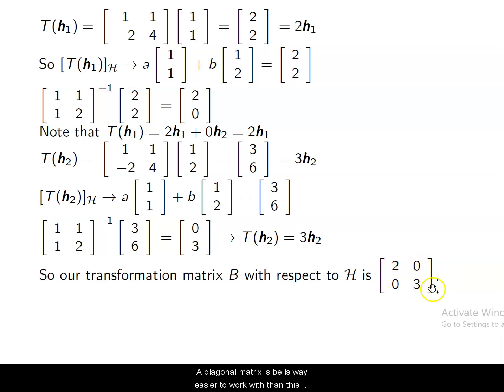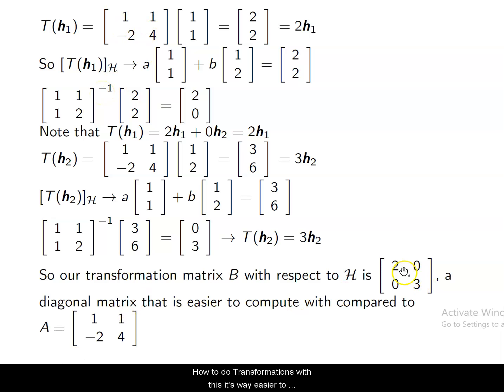A diagonal matrix, this B, is way easier to work with than this matrix A that I have. If I had to do transformations with this, it's way easier to transform a vector based on this transformation matrix than it is on this transformation matrix. So our B matrix, our basis of H, may be easier to work with than it is for our G basis.